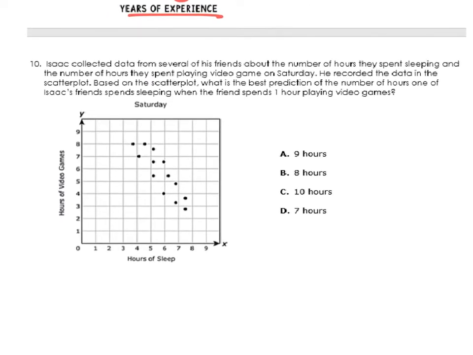Number 10, Isaac collected data from several of his friends about the number of hours they spent sleeping and the number of hours they spent playing video games on Saturday. He recorded the data in the scatter plot. Based on the scatter plot, what is the best prediction of the number of hours one of Isaac's friends spends sleeping when the friend spends 1 hour playing video games?